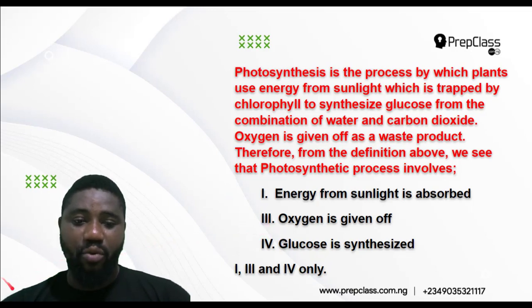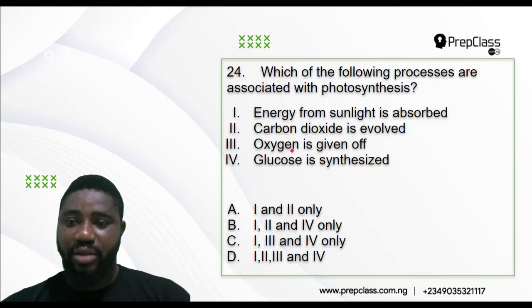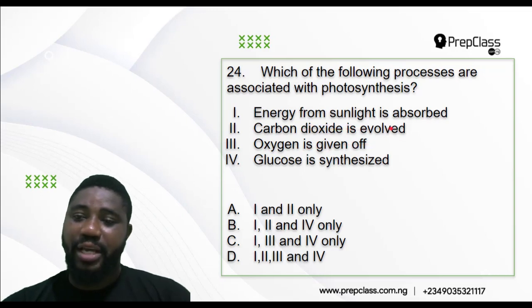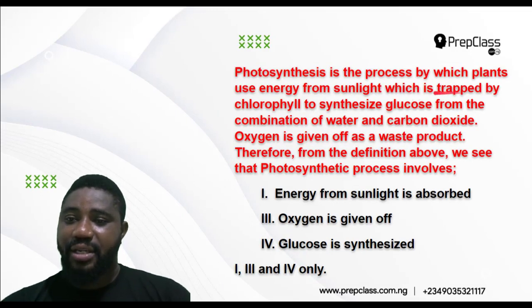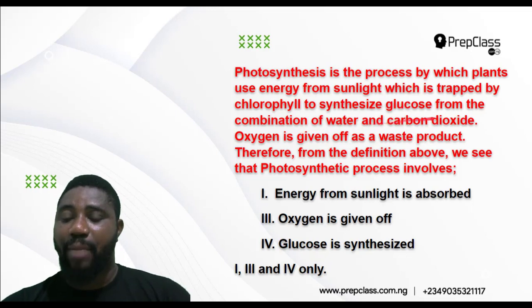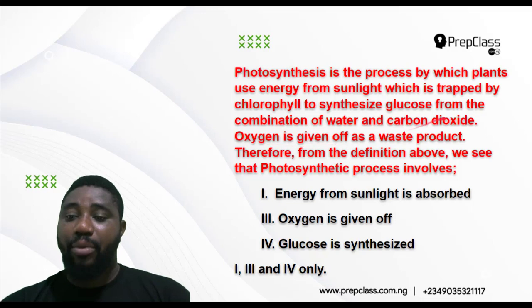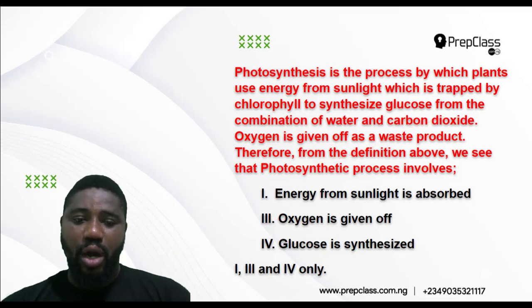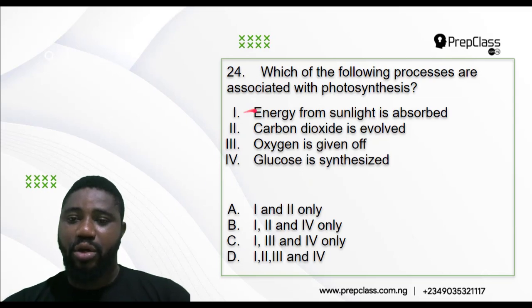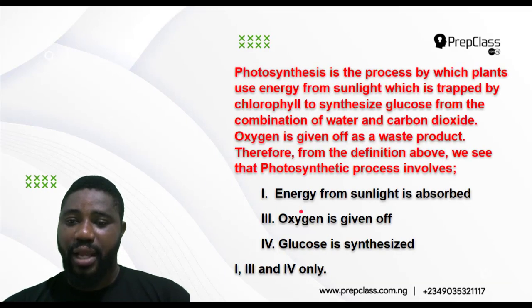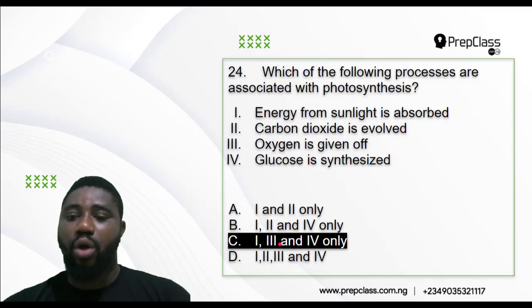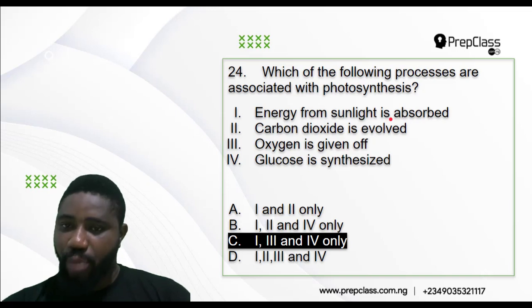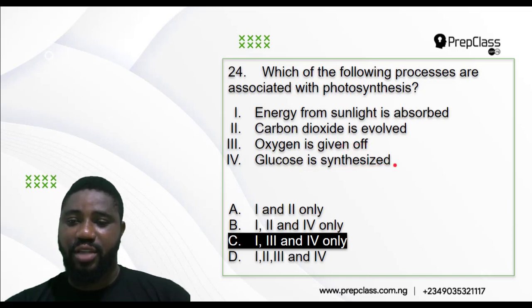Then 1, 2, 3, 4. What does 2 say? 2 says carbon dioxide is evolved. No, carbon dioxide is not evolved, but carbon dioxide is used. Water and carbon dioxide are used together with energy from sunlight to manufacture glucose and give out oxygen. So number 2 will not fly, but 1, 3, and 4 go. So the correct answer is option C, 1, 3, and 4 only: energy from sunlight is absorbed, oxygen is given off, and glucose is synthesized.